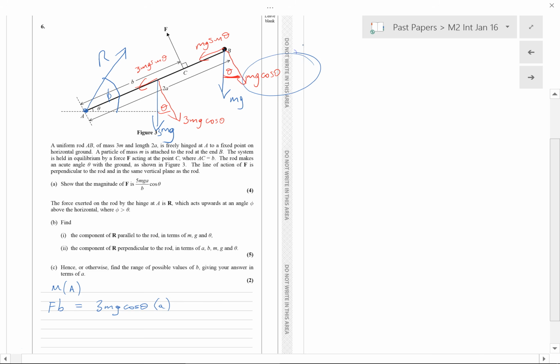Then we've got the mg cos theta force, but that's at a distance 2a away. And I think that gets us to where we want to go, because just dividing gives us F is equal to 5mga over b cos theta, as required. Okay, so that's the first part, nice and easy part.